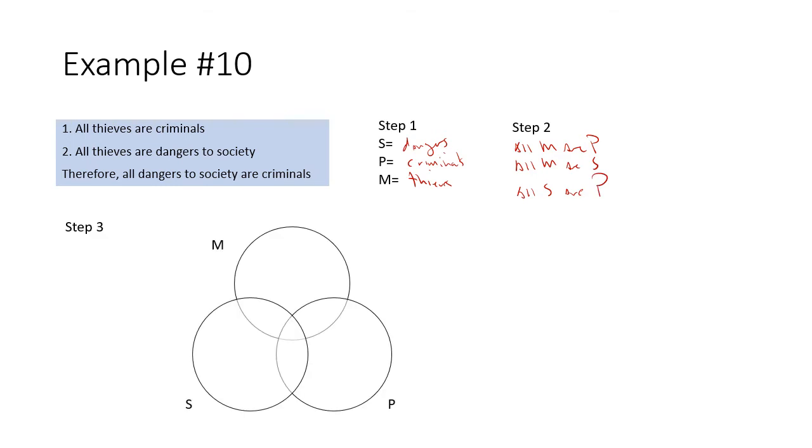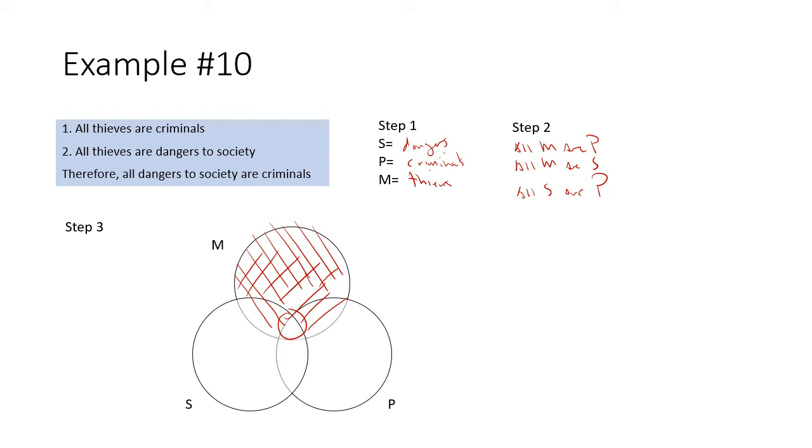So here we got two universal affirmatives, and they all involve sort of shading areas in the M circle, right? So you got to push all the M's into the P's. So that would look like that. But you also have to push all M's into the S's. So that would leave this area empty. So the only area left open is down here in the middle, right? So if you're an M, you're both an S and a P. But that's not what the conclusion is saying.